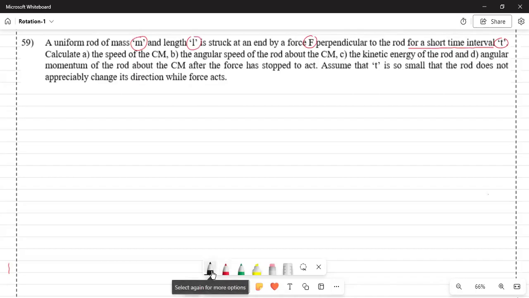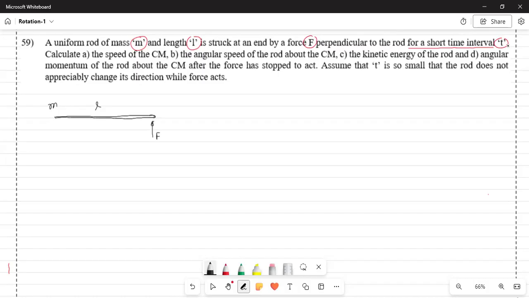So, if we go to the problem, what do you find? That there is a stick of length L, and it has a mass M. It's struck at the end by a force F. Say this stick is at this end, it is struck by a force F for a short time interval small t. Calculate such and such.